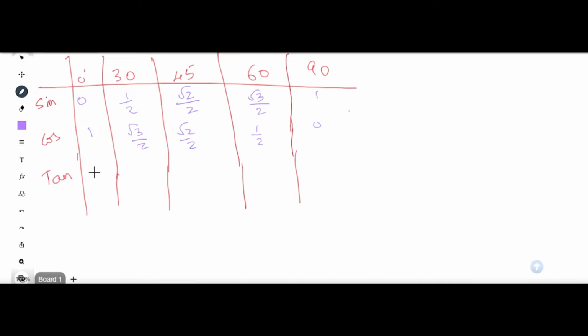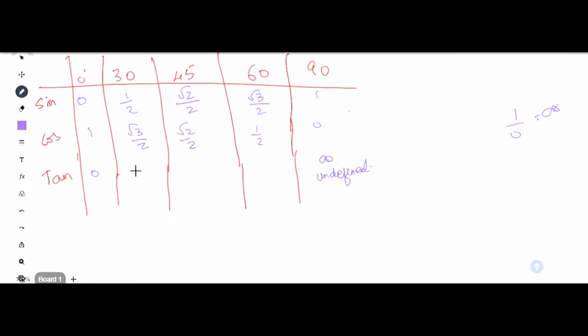And tan 0? It's undefined. No. Tan 0 is 0 by 1, which is 0. This is not undefined. Whereas tan 90 is undefined. Anything divided by 0 cannot be defined. 1 by 0 is infinity and undefined.